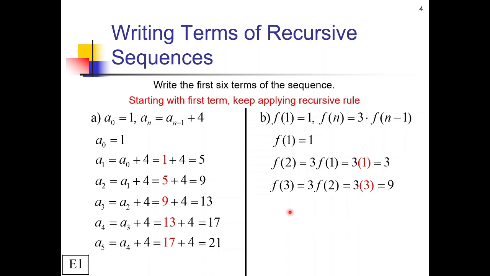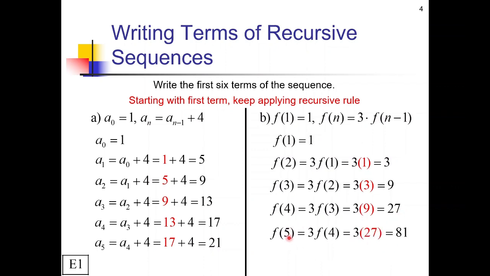f of 4 is 3 times f of 3. So 3 times 9 is 27. And then f of 5, that's going to be 3 times f of 4, so 3 times 27, which is 81. And finally, f of 6, 3 times f of 5, which is 3 times 81, so 243.